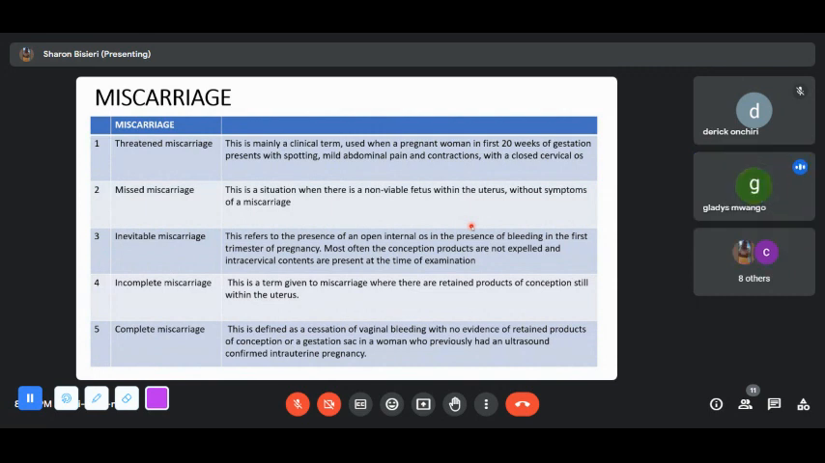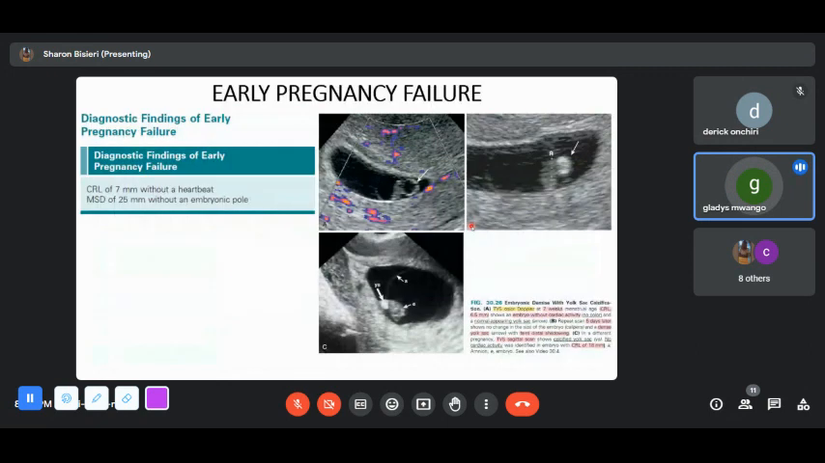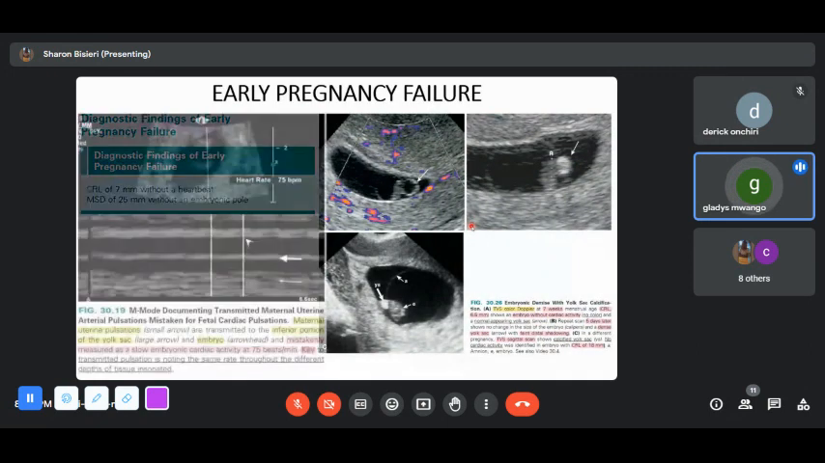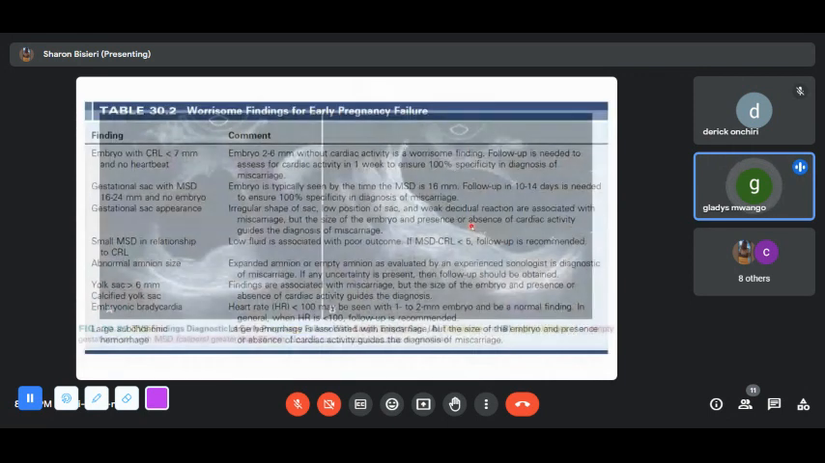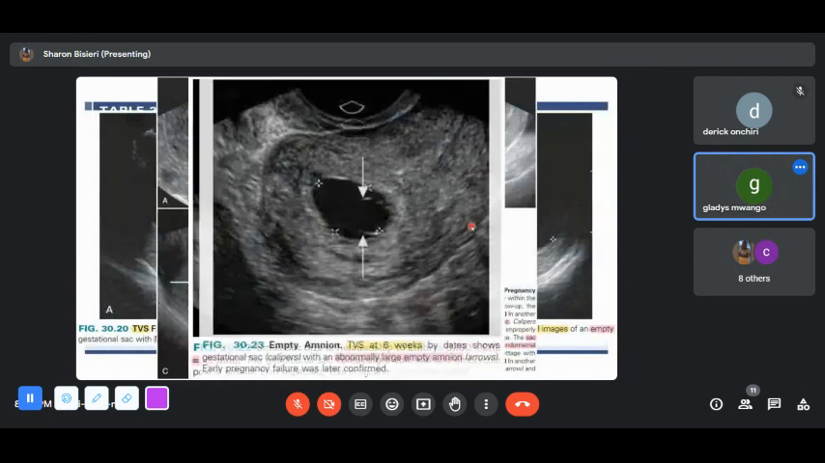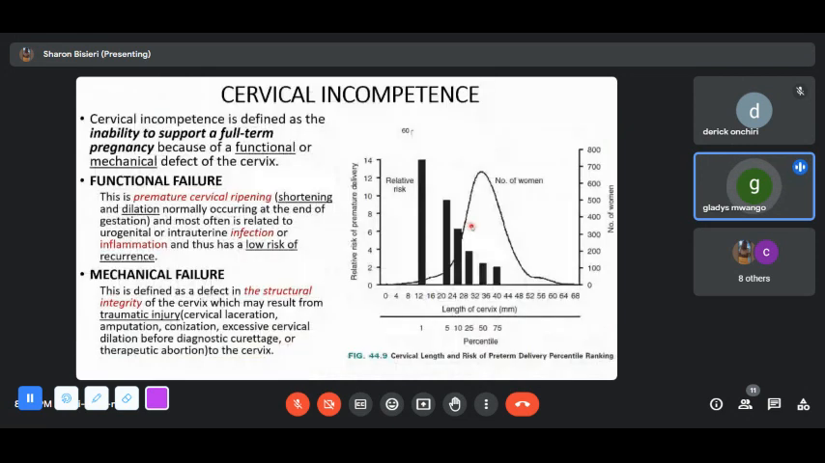That is true. As long as the internal os is open, in fact, both the internal and external, that would definitely be an inevitable miscarriage. Because sometimes you can have an open internal os, but the external os is closed. So what else you need to document is the amount of closed cervix that is left, right? Because that can also be under a threatened abortion.